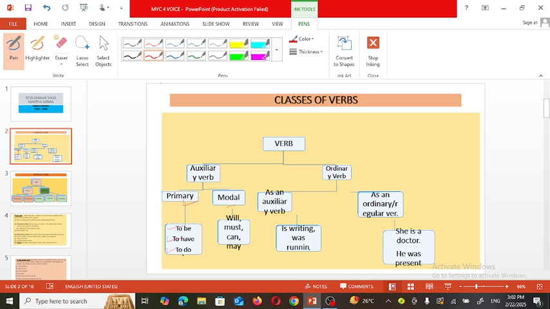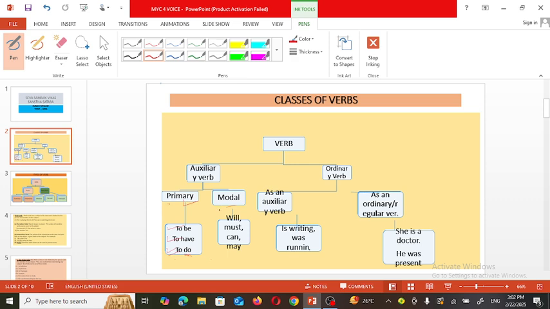For example, when we say in simple present tense, "He works in a factory," works indicates the verb, and along with that does. So when we say "he works in a factory," it means "he does work in a factory." So here do and does, we are using, and all these are primary auxiliary verbs.